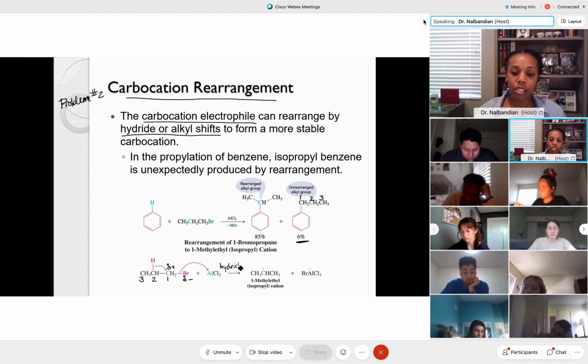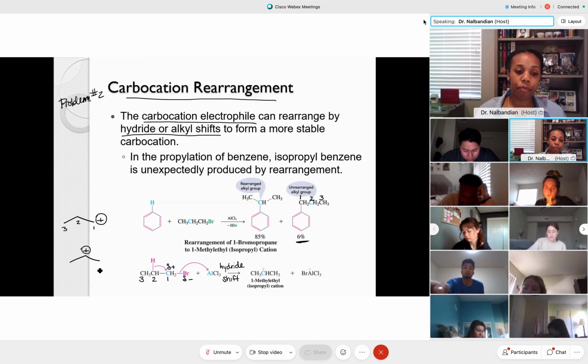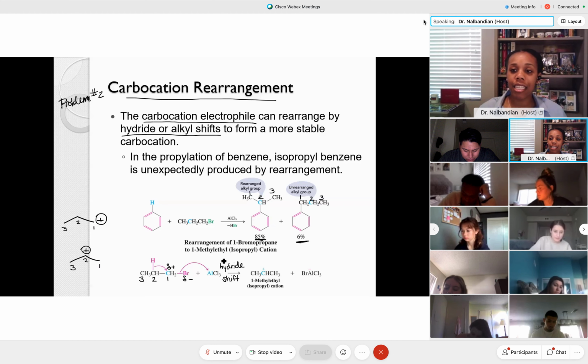You can see that hydride shift there. And so with the hydride shift, our bromine can leave, where we end up with an isopropyl carbocation. So instead of having this carbocation, which we know is unstable, we have this carbocation. So instead of carbon 1 being our electrophile, carbon 2 is our electrophile. And so carbon 2 ends up bonded to the benzene ring, 85% yield. So you get this unexpected product.